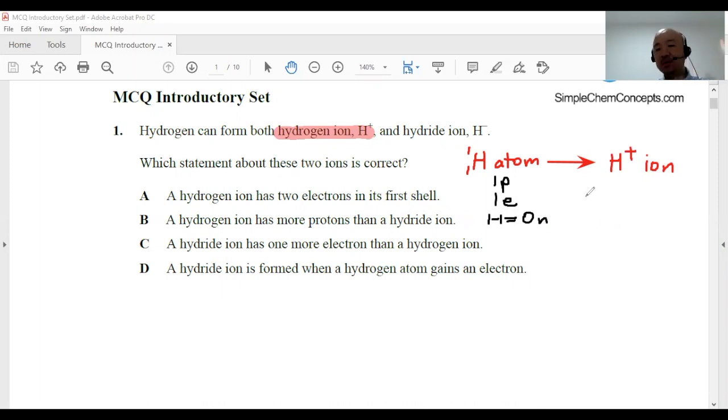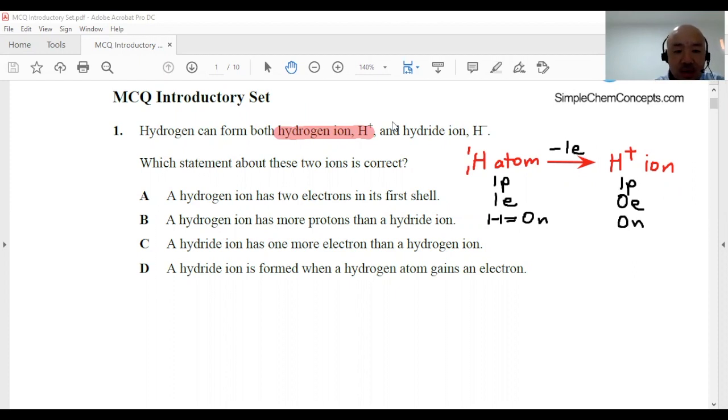So what happens when your hydrogen atom becomes a hydrogen ion, your H plus ion, is that you remove 1 electron. So your proton will stay the same. Your electron will be 1 minus 1, therefore it becomes 0. And neutrons continue to be 0. So this is how you get your hydrogen ion.